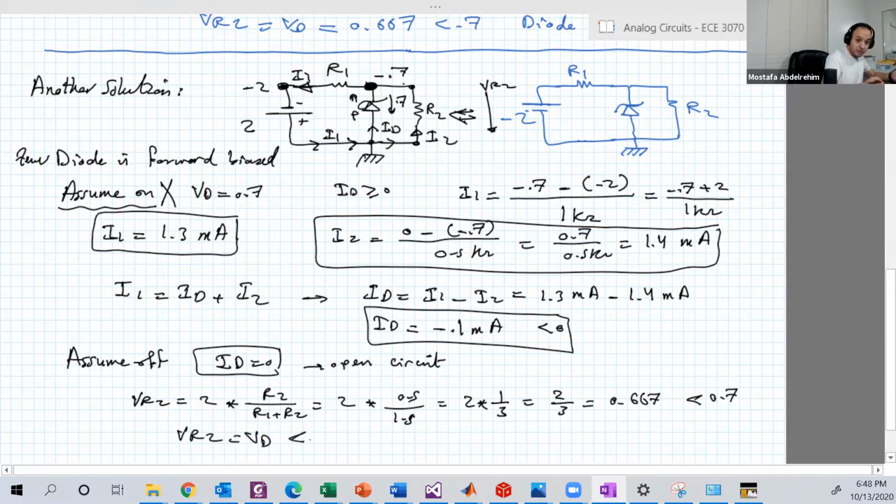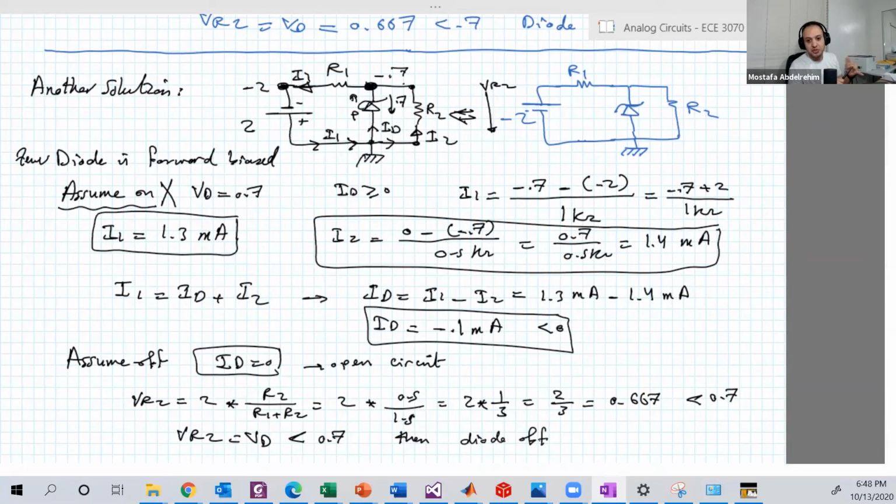And when you have a diode forward but with a voltage less than 0.7, then the diode is really off. That's what was expected in the beginning. We know it's forward, so the voltage must be positive, but we assumed it's off. And this should be the correct solution because we proved that it's not on, so it must be off. So the diode must have a voltage less than 0.7.